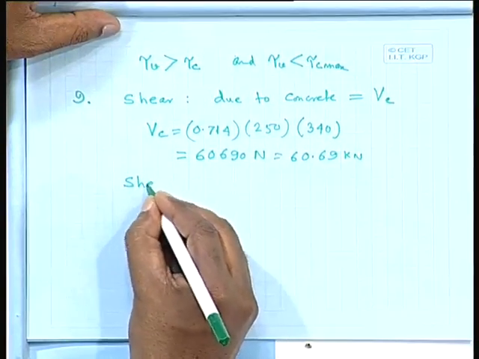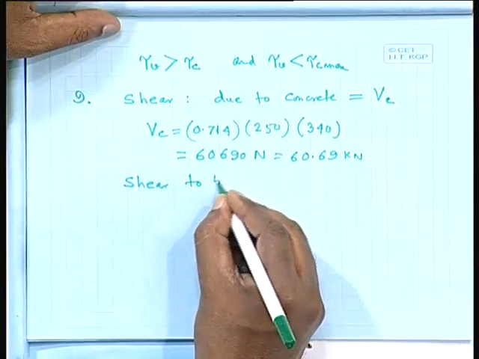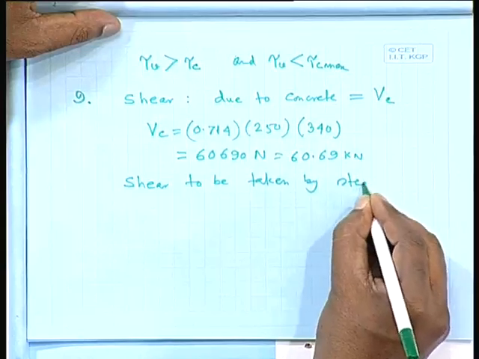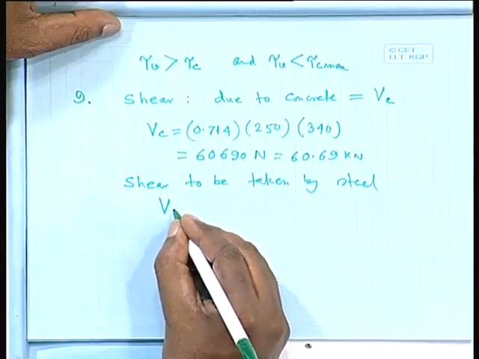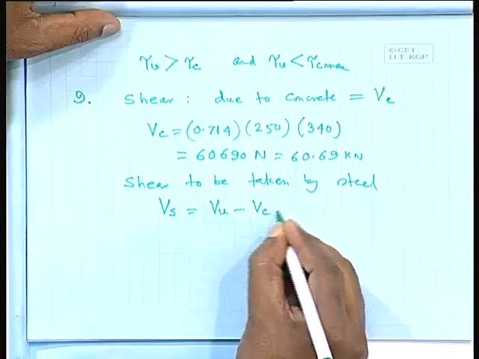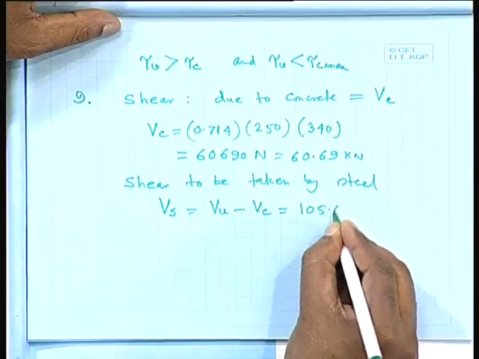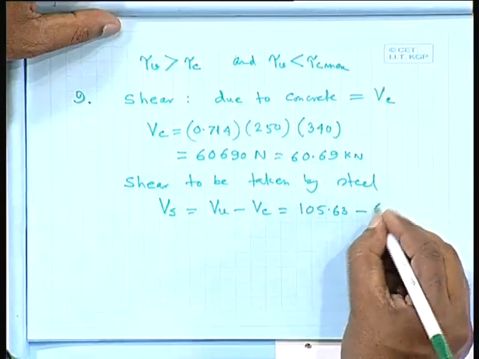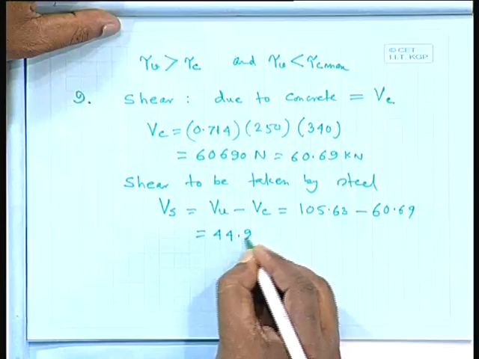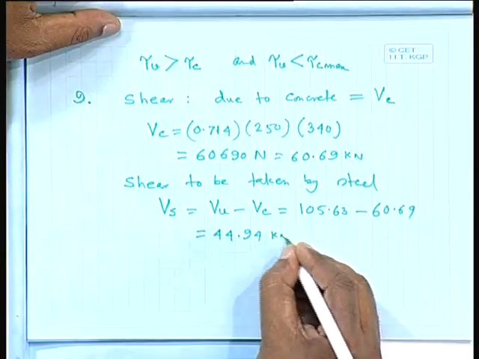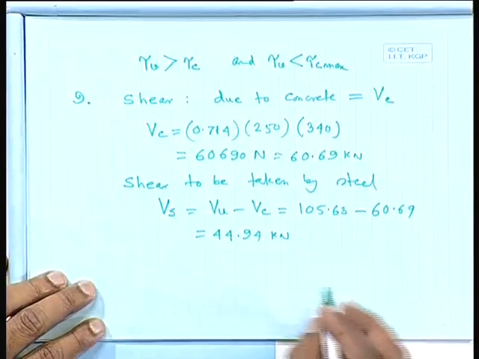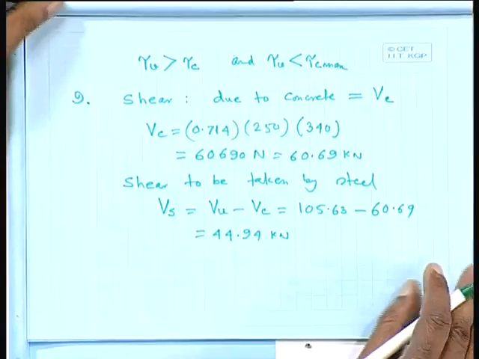Shear to be taken by steel, VS, equals VU minus VC, which is 105.63 kilonewton minus 60.69 kilonewton, equals 44.94 kilonewton. What about VUS? Let us go to the next page then.